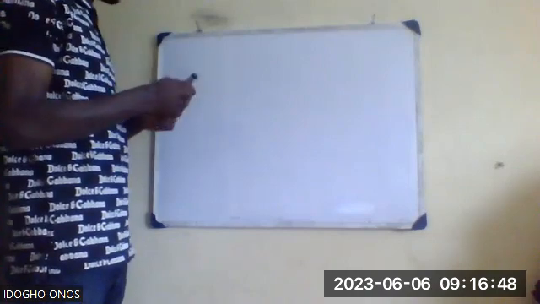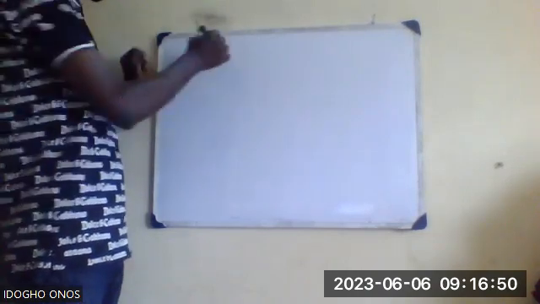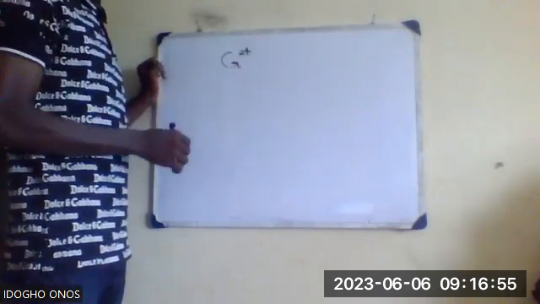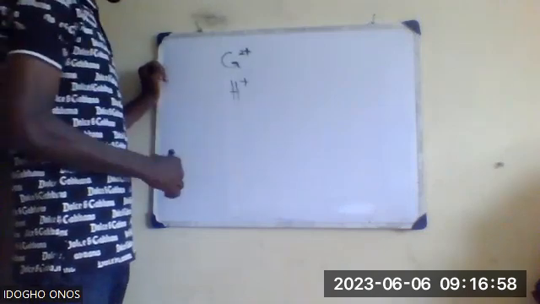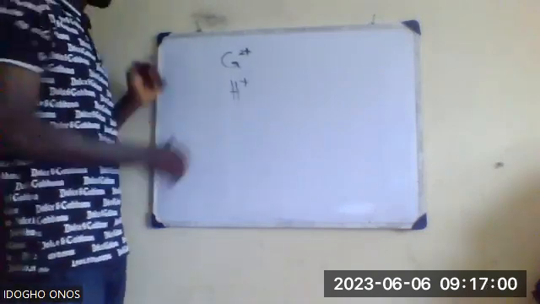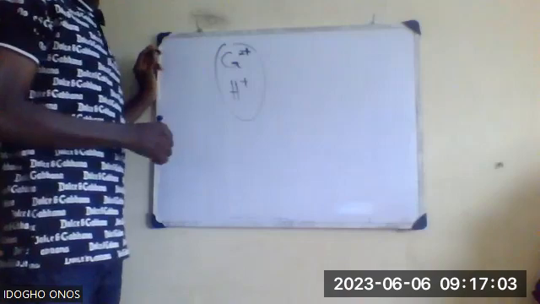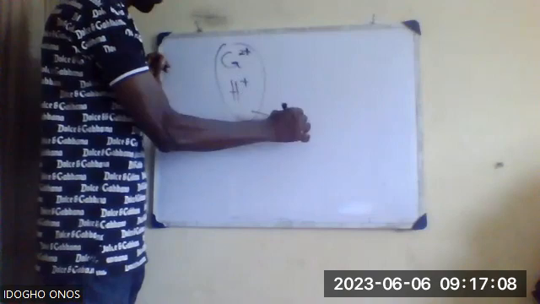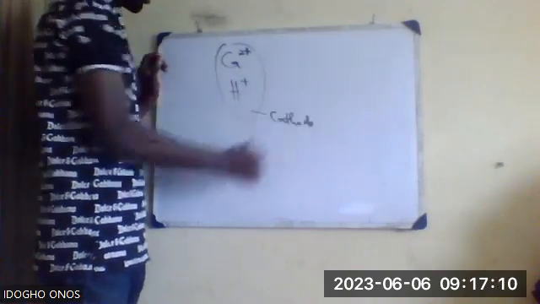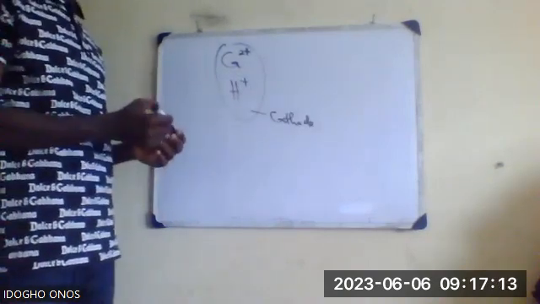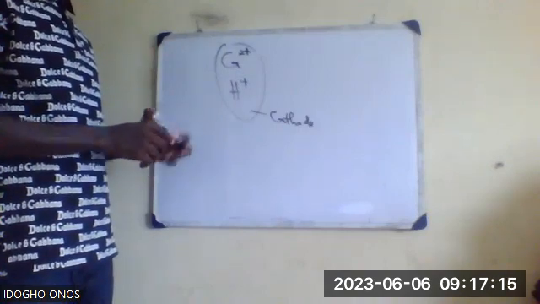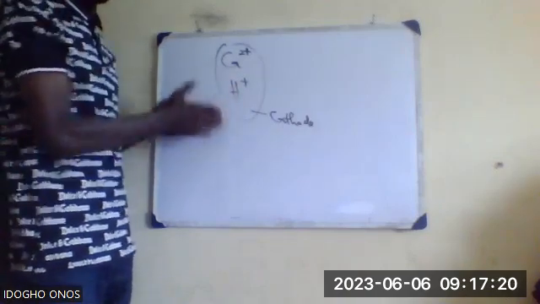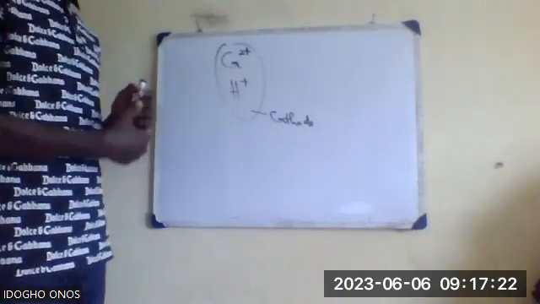Such as, maybe I have a situation whereby I have calcium ion, and I also have a hydrogen ion. Because these two are cations, they will obviously migrate to the cathode. And if these two get to the cathode, only one is expected to come out. We understood that hydrogen will be preferentially discharged over calcium because hydrogen is lower in the electrochemical series.